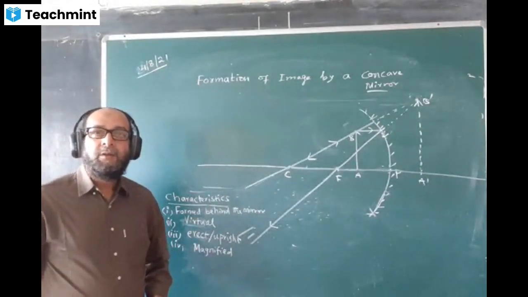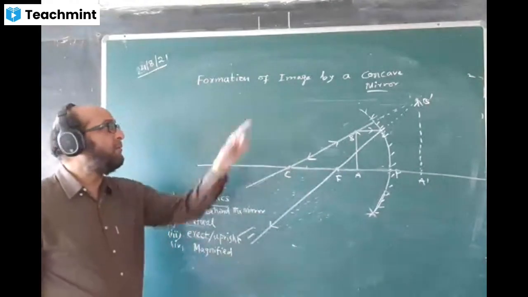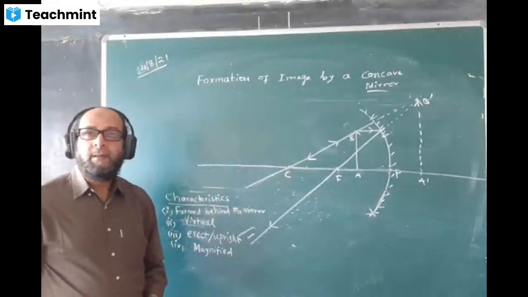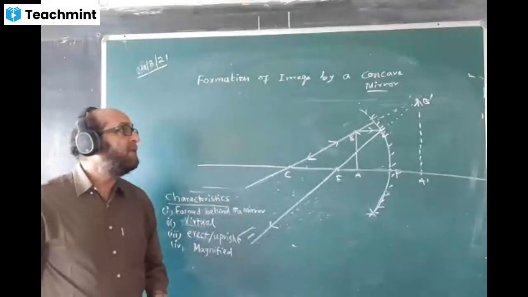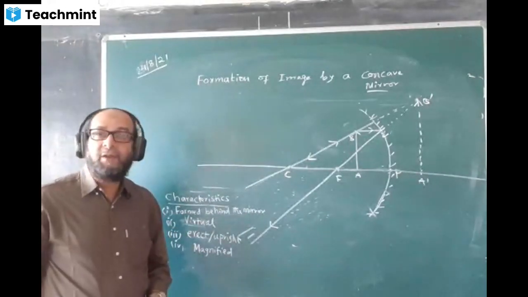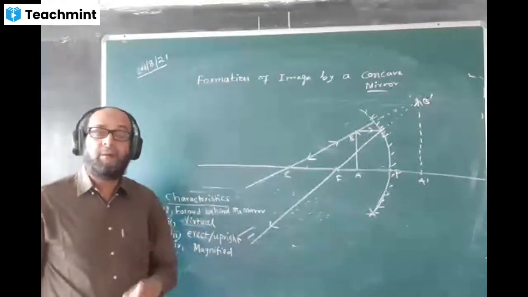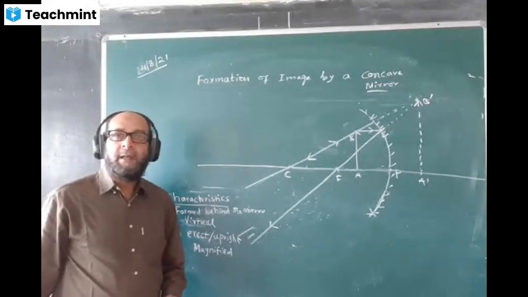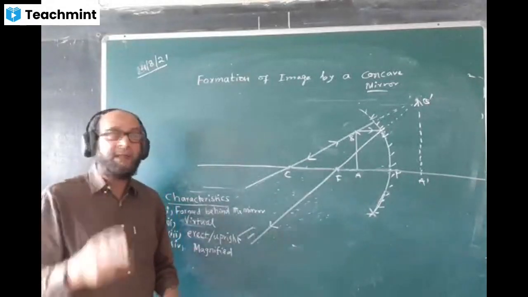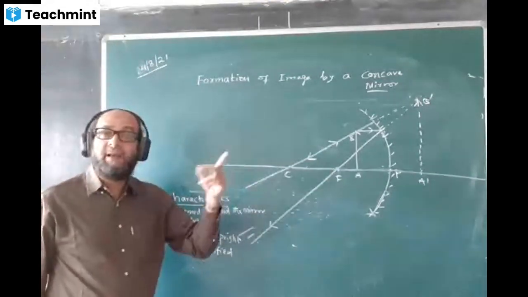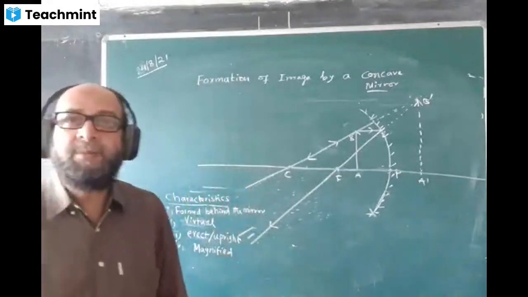So we have discussed all the cases of concave mirror. Next class I will discuss the formation of image by a convex mirror. In convex mirror we have only 2 cases. Here we had 6 cases, but there we will have only 2 cases. Okay, this much we do today.